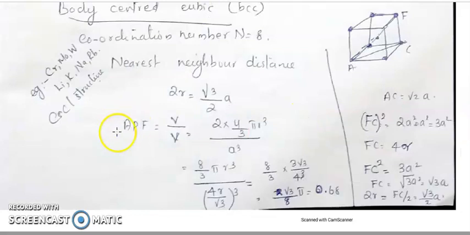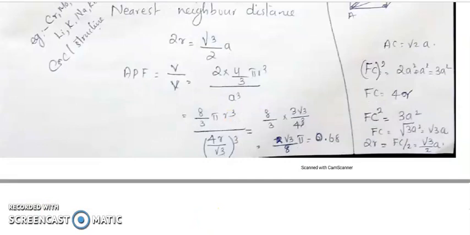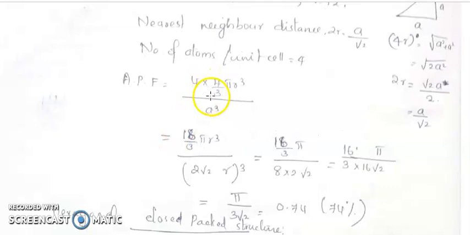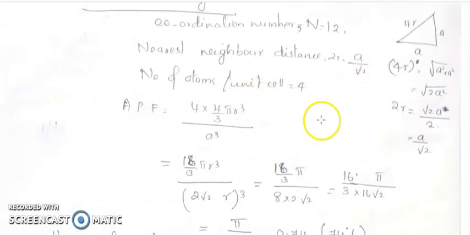Now in the body-centered cubic crystal, you have the examples chromium, molybdenum, lithium, potassium, sodium, rubidium, cesium chloride, etc. For the face-centered structure, we have examples of metals: copper, silver, aluminium, gold, nickel, platinum, palladium. These are examples of FCC structures.